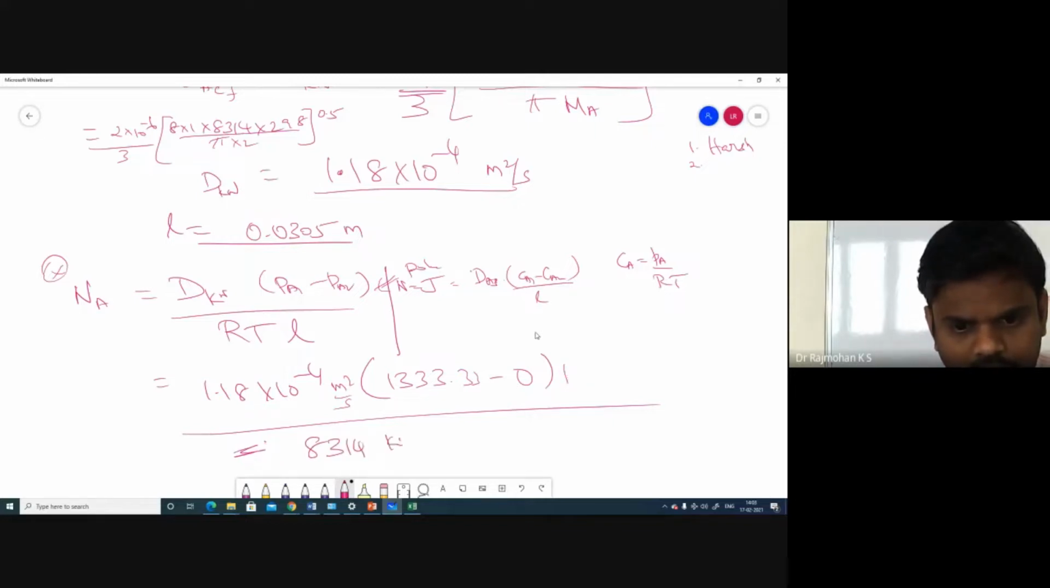Sir, 2.08 into 10 power minus 6. Just check. One second. Kilomole Kelvin into temperature is 298. Length we have determined 0.0305. Okay, so you can show the unit tally.